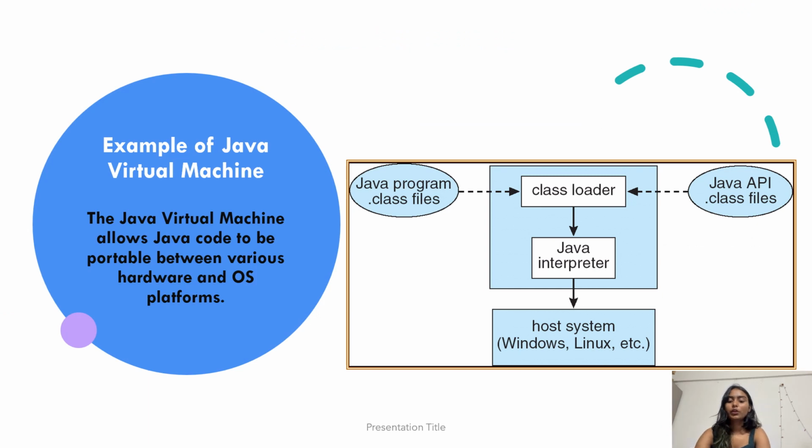So now an example of Java Virtual Machine. The Java Virtual Machine allows Java code to be portable between various hardware and OS platforms. And here is a diagram of how Java program class files are shifted to class loaders, then Java interpreters, then Java API class files, host system.